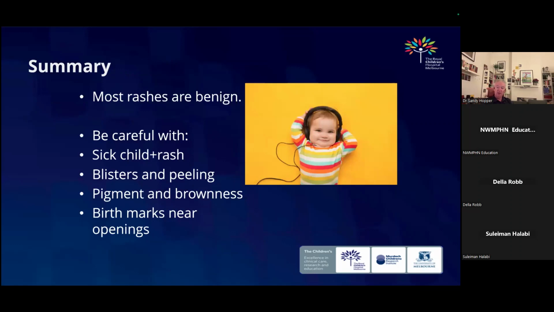Most rashes are benign. So if your child is well, the rash is probably benign. There are only a few rashes that are harbingers of serious illness. The purple rashes probably being the most prominent. If you have a sick child, and we defined that, and that was a great question, if we had a sick child with a rash, they're sick. They need to be seen. Blisters and peeling can be problematic. Pigment and brownness also have some traps in them, and birthmarks near the openings.